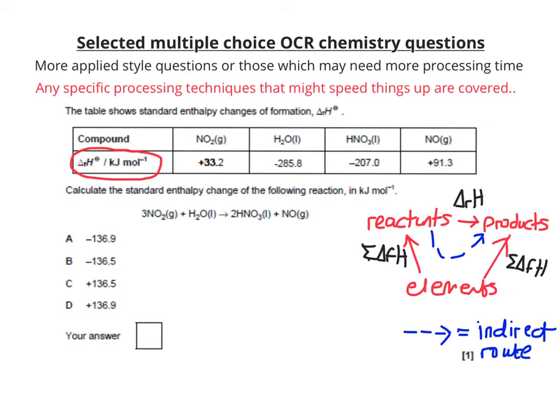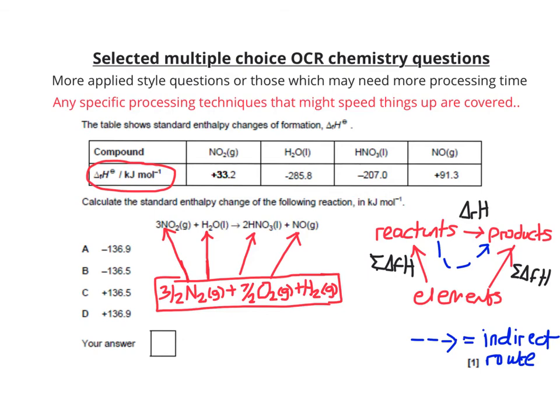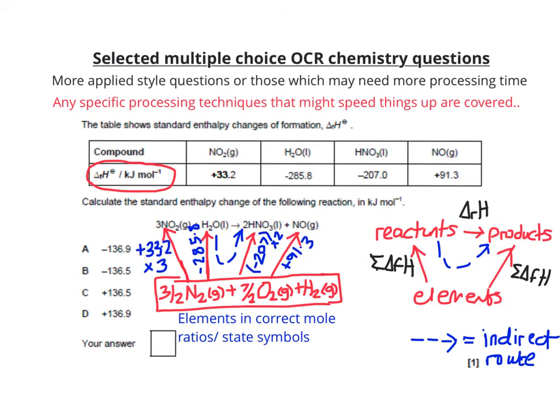So I'll leave that little model there, and I'll build an enthalpy cycle underneath the actual equation. So my box at the bottom has all my elements in their correct mole ratios. So I draw in my indirect route, and I can put in my enthalpy data from the table. So now we have them, we can actually follow the indirect route.